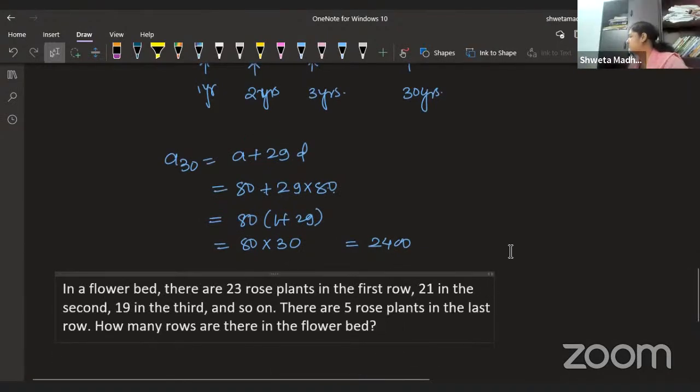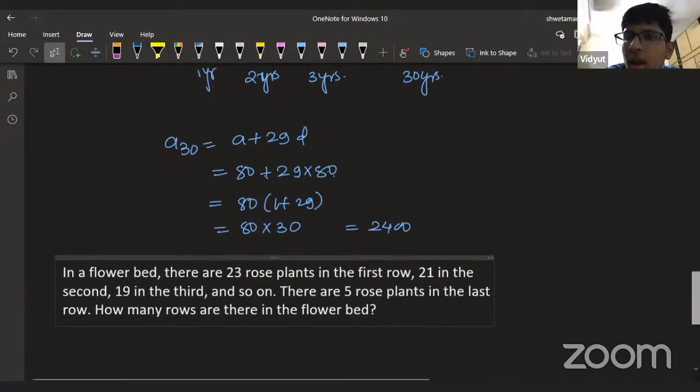Understood? These are NCERT questions, right? Yes.